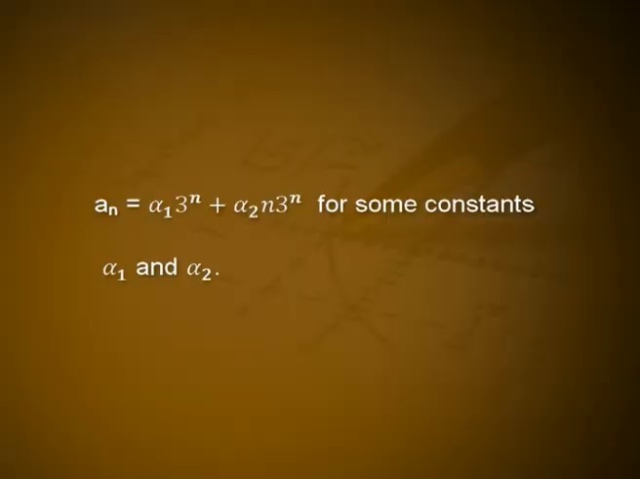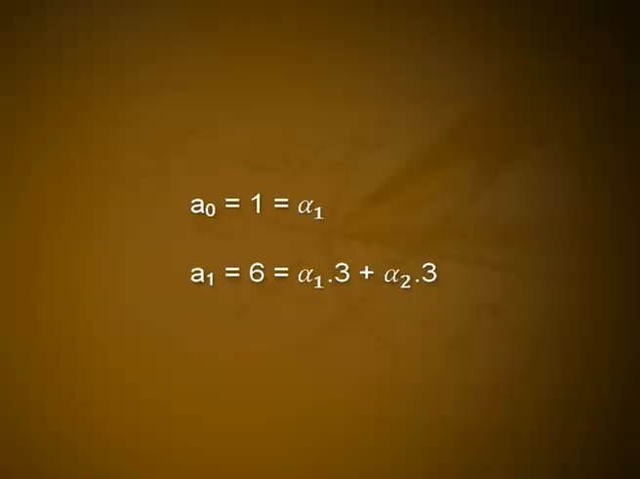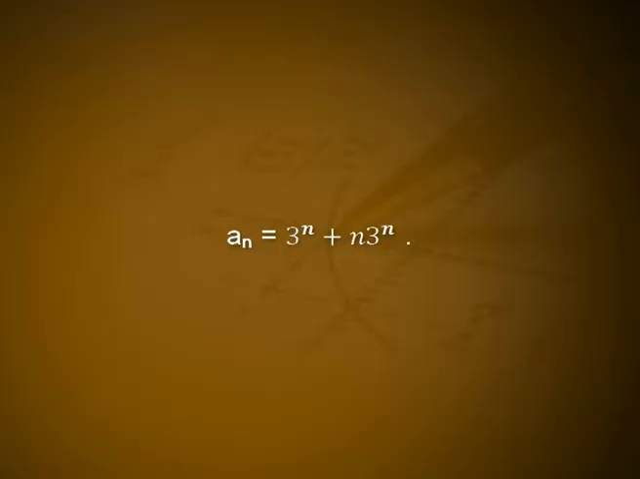Hence, the solution to this recurrence relation is An is equal to alpha 1 into 3 raised to n plus alpha 2 into n into 3 raised to n for some constants alpha 1 and alpha 2. Using the initial conditions, it follows that A0 is equal to 1 is equal to alpha 1, and A1 is equal to 6 is equal to alpha 1 into 3 plus alpha 2 into 3. Solving these two equations shows that alpha 1 is equal to 1 and alpha 2 is equal to 1. Consequently, the solution to this recurrence relation satisfying the initial conditions is An is equal to 3 raised to n plus n into 3 raised to n.